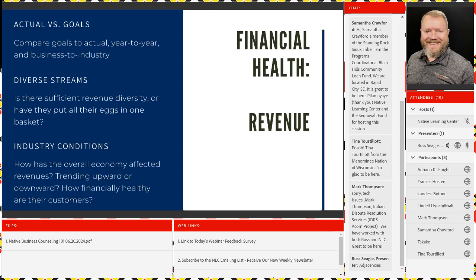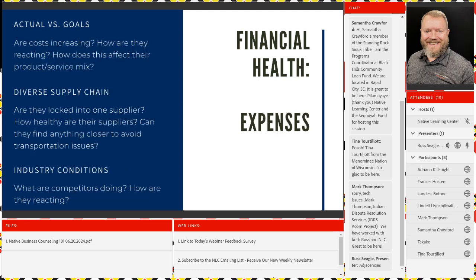What are the industry conditions? Then this again is gonna involve you doing some homework so that you understand where the industry is going, where it is now, so that you can have a conversation with these folks. How has the economy affected revenues? Is everything moving upward? Is it moving downward? I mean, even newspapers are trying to get out of the newspaper business, right? How financially healthy are your customers? If you're selling luxury cars to people who can no longer afford them, yes, your business is going to suffer. These are all questions that we need to be asking.